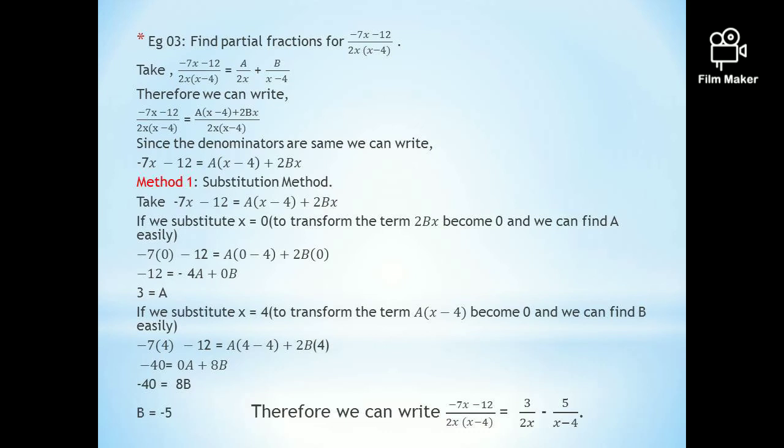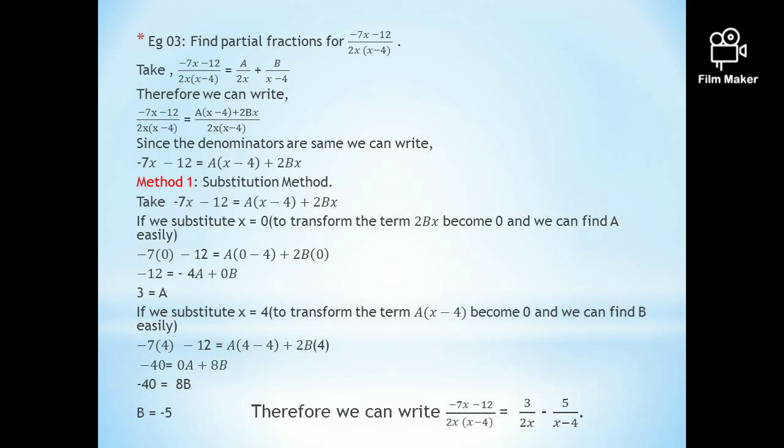In this example, we need to make the partial fraction for (-7x - 12) over 2x(x - 4). What you need to do is split the denominators. The denominators here are 2x and x - 4. Therefore, you can write a over 2x plus b over x - 4 equals (-7x - 12) over 2x into (x - 4). Then simplify the right hand side of the bracket.